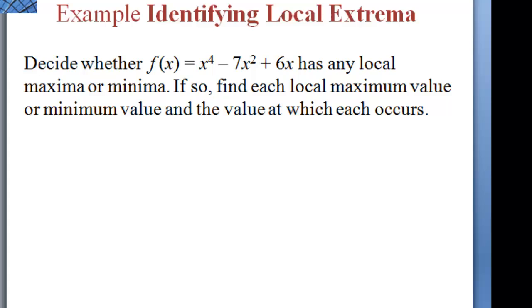Let's decide whether f of x equals x to the fourth minus 7x squared plus 6x has any local maxima or minima. We're going to use our calculators on this one. So go ahead and pause the video, get out your calculators, and follow along with me on this.